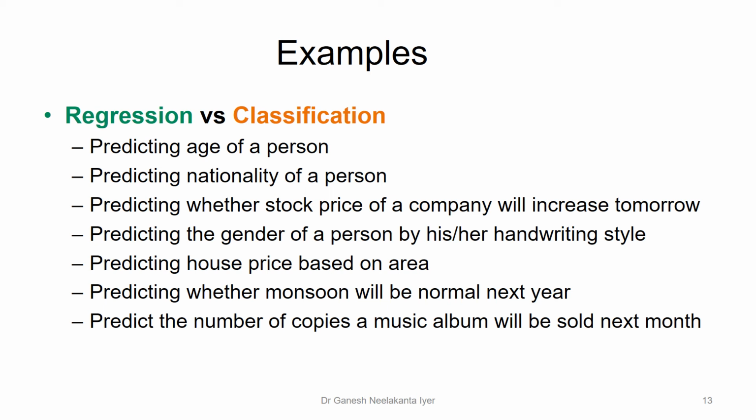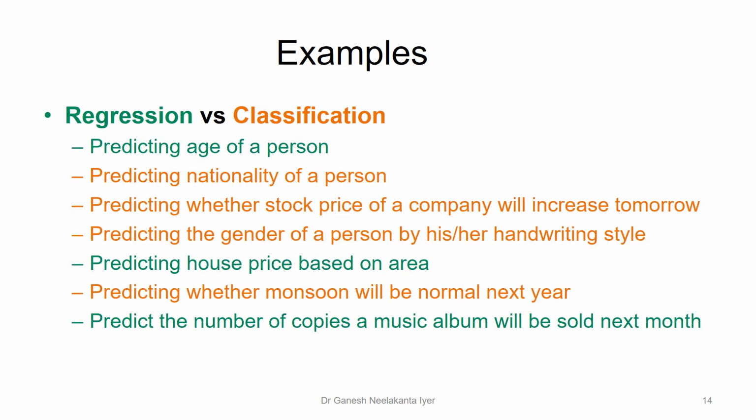Predicting the gender of a person by handwriting style. Again, gender can't take more than 3 or 4 values, so classification. Predicting house price based on area. It's a price and that can take any real value, so it is regression. Predicting whether monsoon will be normal next year. I mean the rain will be normal next year. Again, this is classification because it is a yes or no question. Predict the number of copies a music album will be sold next month. What about that? The number of copies can take any number, so it is regression.